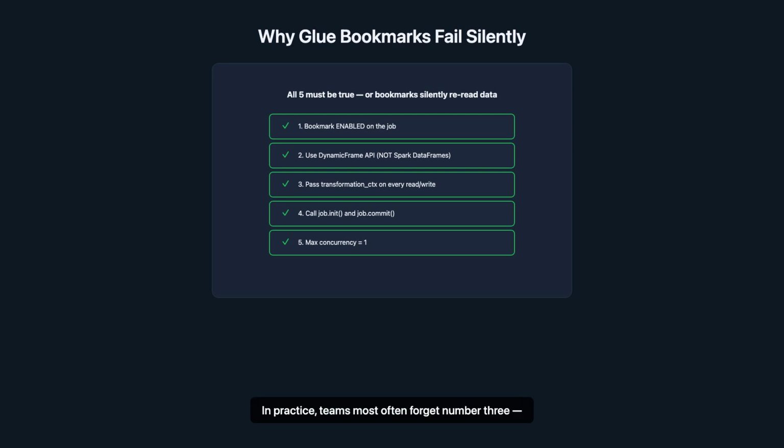In practice, teams most often forget number 3. They switch to data frames for a single transformation, lose the context, and bookmarks quietly stop tracking. The pipeline keeps running, the dashboards keep updating, but the same rows get processed night after night.